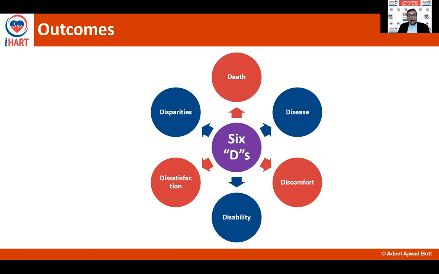Outcomes are obviously one of the most important things you need to define when you are developing a research project. And here I've listed some of the common outcomes, and I call them the 6 Ds. These include death, presence or absence of disease, discomfort, disability, dissatisfaction, or disparities. Obviously, there are more outcomes that you can think of, which will be applicable to the specific type of question that you're trying to answer.